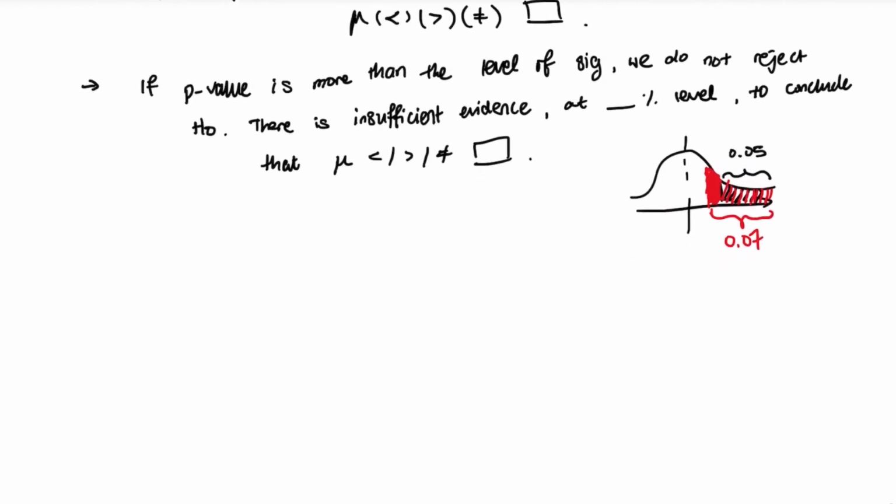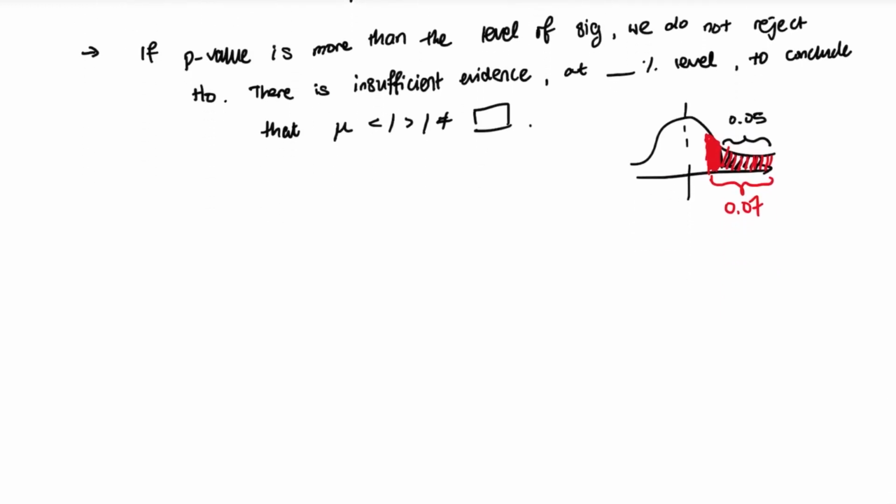On the other hand, if it's more than, then we would not reject it, because there's still insufficient evidence at that specific level of significance to conclude anything. Hence, we need further testing instead. So this will be how you answer a hypothesis testing question.